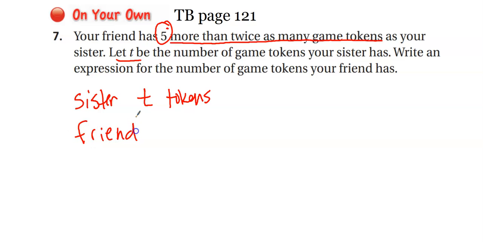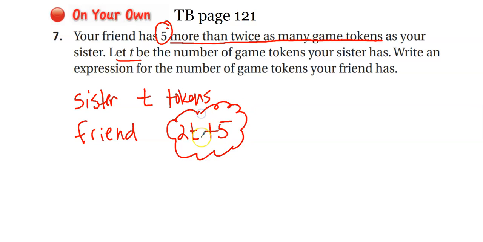And now I go to friend. Friend has 5 more than twice the sister's. I look at the sister, which is T. If I take 2T and then I add 5 to it, I will then know how many tokens the friend has. And that's it. I'm not telling you what T equals, so you can't actually do any math. What you're doing is you're setting up the expression so that when I do tell you what T equals, you can plug it in and you can tell me the number.